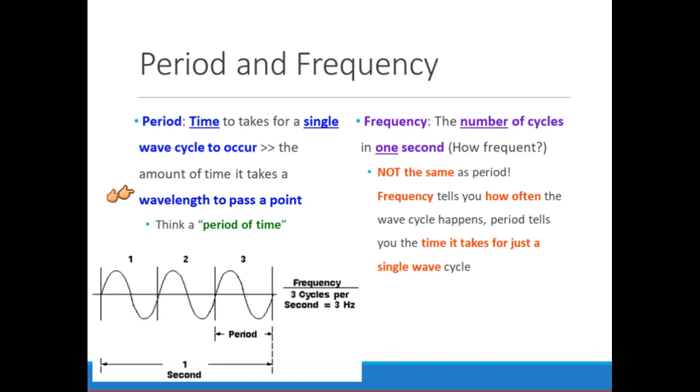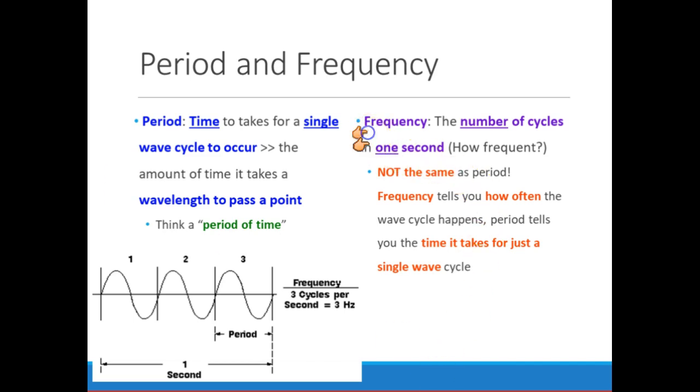You see a top hump and a bottom hump. So, if you want to think of the best way to remember this, because period and frequency sound similar, think about it as being a period of time. So you need a period of time for how long it takes for a single wave to occur. Smiley faces if that makes sense. A period of time for how long it takes for a single wavelength to occur.